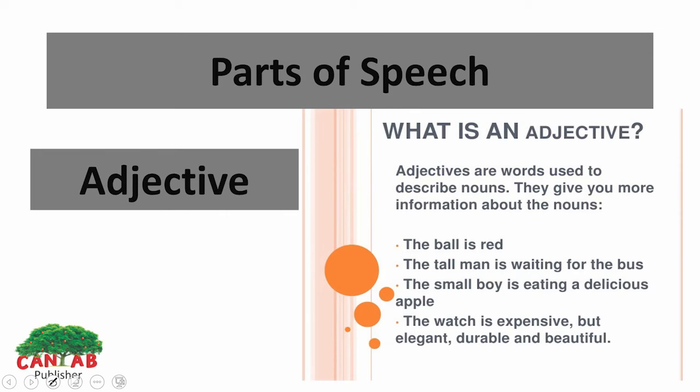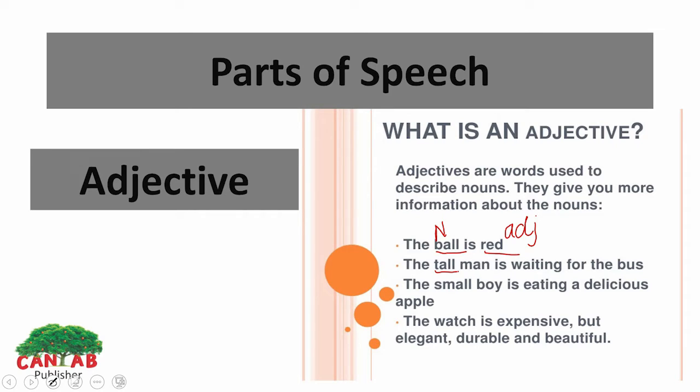Let's discuss adjective. What is an adjective? Adjectives are words used to describe nouns. They give you more information about the nouns. For example, the ball is red. Here the ball is noun and red is an adjective. Look at the second one. The tall man is waiting for the bus. Yes, in this sentence adjective is tall.